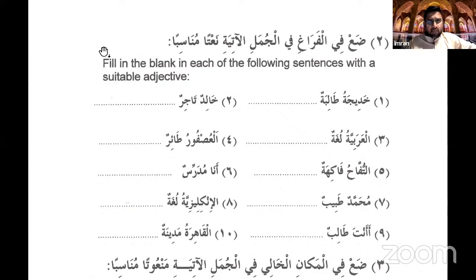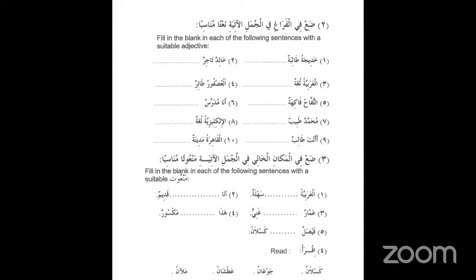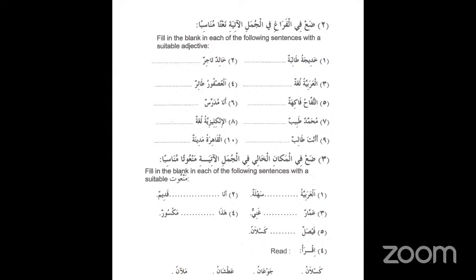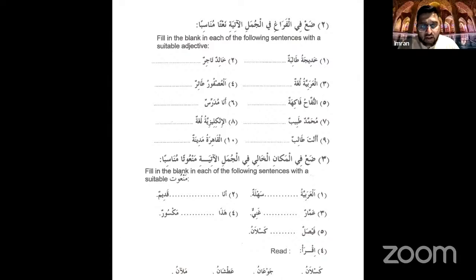Next person I'm going to ask is Shahida. Can you come on the mic? Yes, 2 and 3 and 4. العربية لغة سهلة. Excellent, inshallah. Next one. العصفور طائر صغير. Correct. Al-usfuru ta'irun saghirun. التفاح فاكهة لذيذة. Huwa fakihatun ladhidatun. Excellent, jazakallah. Next student, sister.